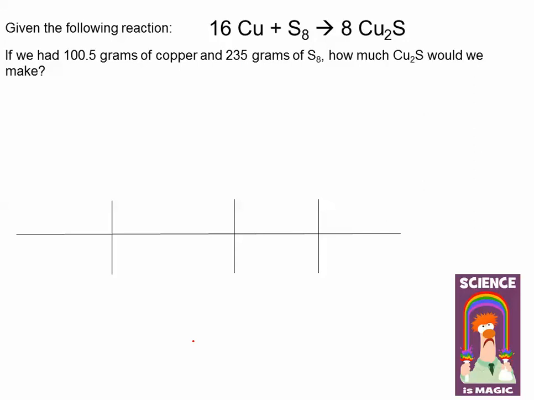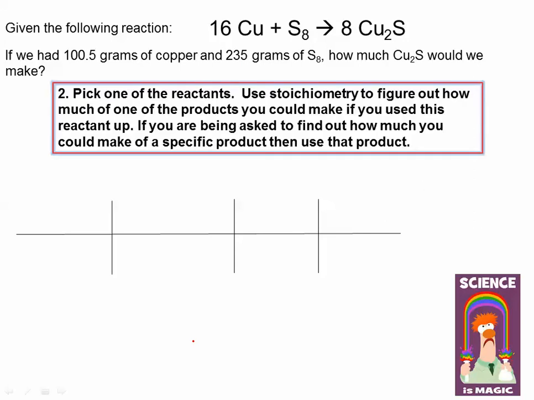All right. Step 2, pick one of the reactants and then use stoichiometry to figure out how much of one of the products you can make if you use this reactant up. Now the key thing here is, look at this part right here, because this will save you some time if you pay attention. If you're being asked to find out how much you could make of a specific product, make sure that you pick that product. Now in our reaction right here, copper(I) sulfide is the only product, so you've only got one choice.